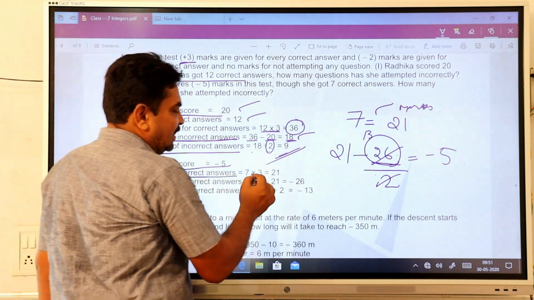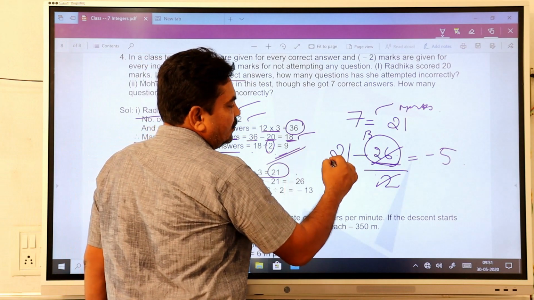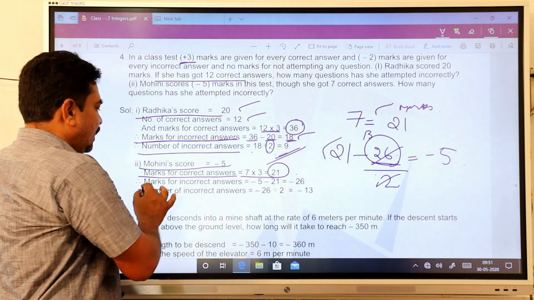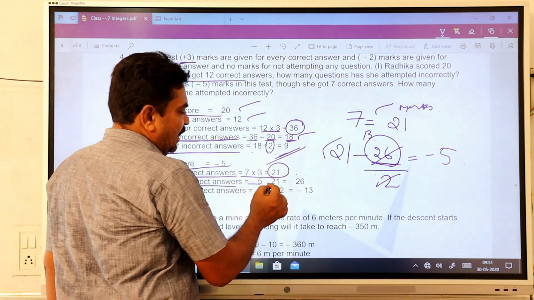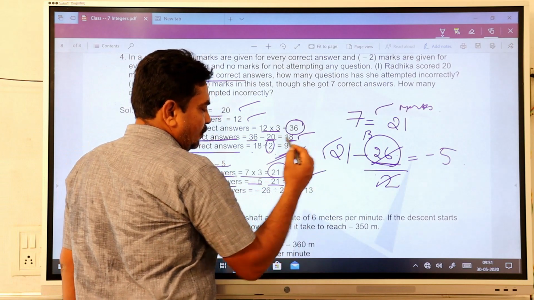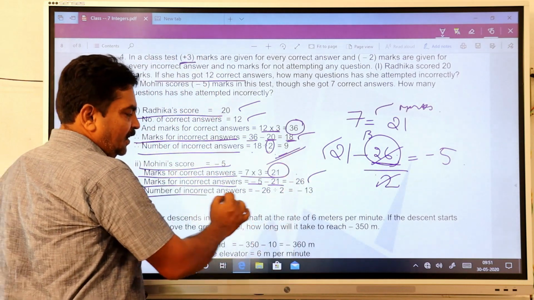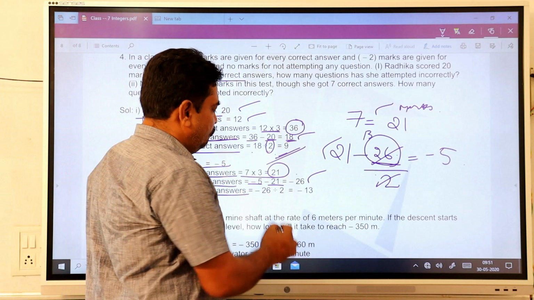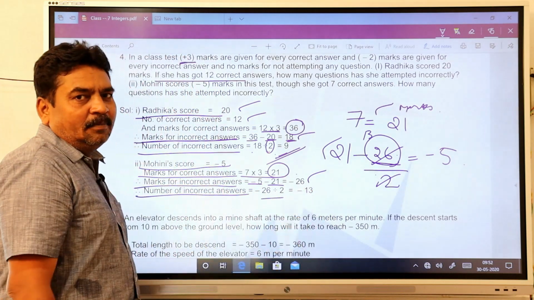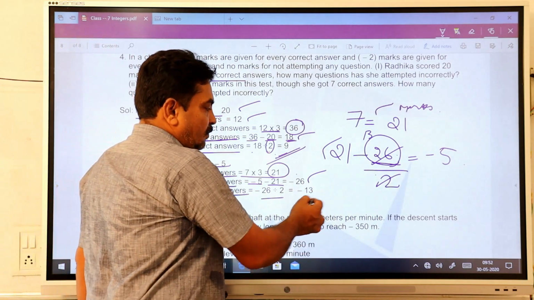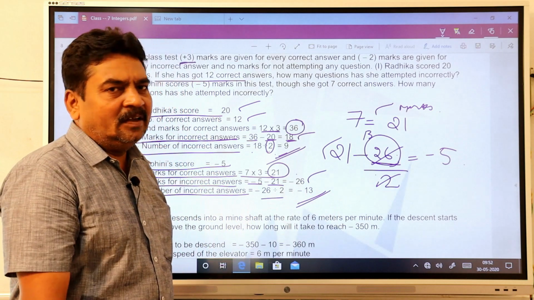So here, given in the same way, Mohini scores minus 5 total marks. Marks for correct answers are 21, as we have mentioned here. The marks of incorrect answers are minus 5 minus 21, which is minus 26. So the number of incorrect answers is minus 26 divided by 2, which is minus 13, is your answer.